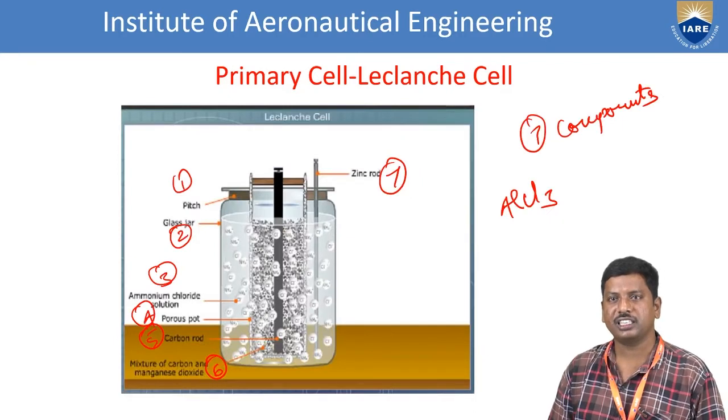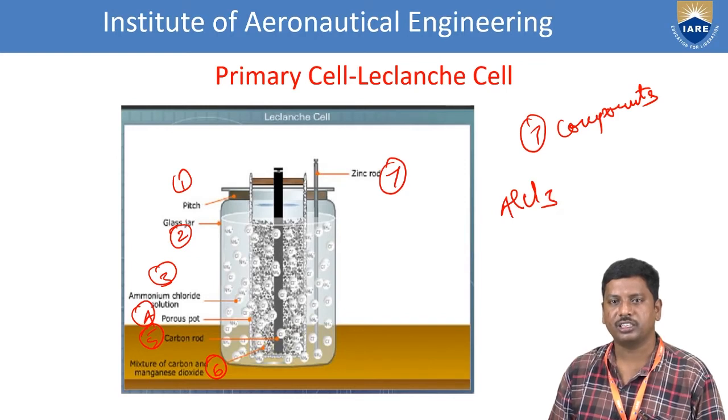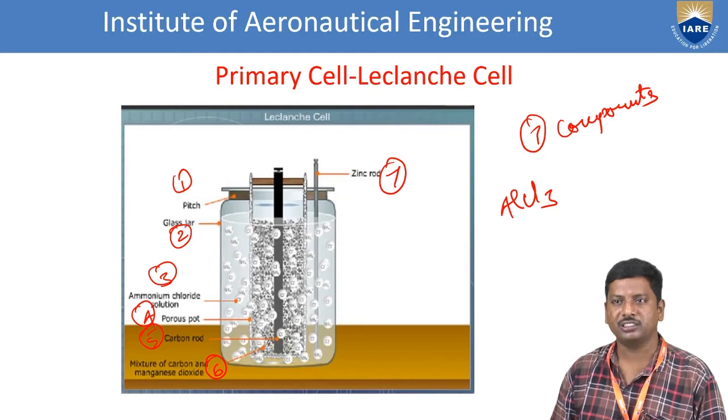And the Leclanche cell is also present in the jar type model. This jar type model contains 7 components. The first component is the pitch seal, the second is the glass jar, the third is the ammonium chloride solution, the fourth is the porous pot, the fifth is the carbon rod, and the seventh is the zinc rod, which are present in a jar type model. And finally, observe the mixture of carbon and manganese dioxide.